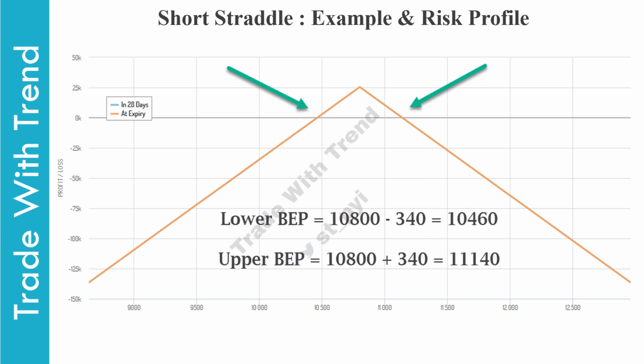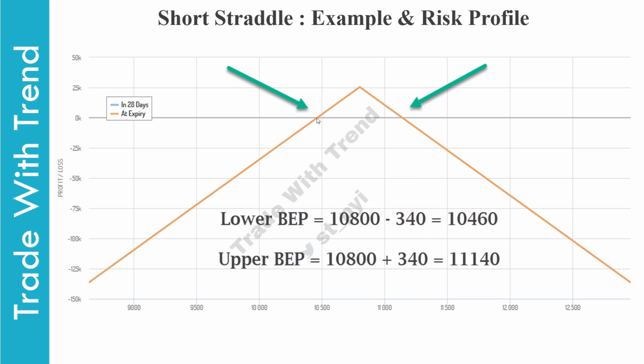In our example, the lower break-even point would be 10,800 minus 340, that is 10,460. The upper break-even point would be 10,800 plus 340, that is 11,140. Therefore, you get to make money if spot remains between 10,460 and 11,140. That is the lower break-even point and higher break-even point.